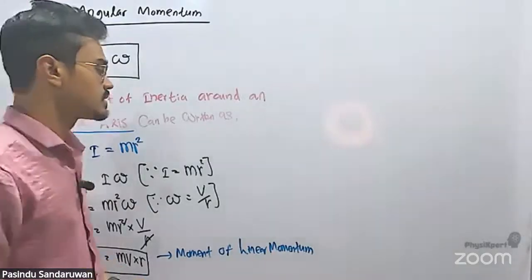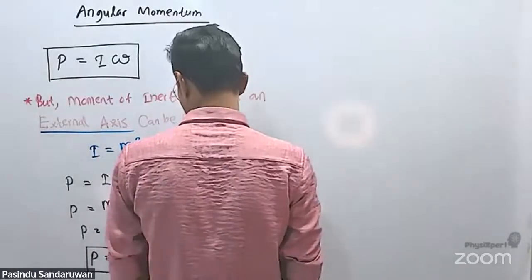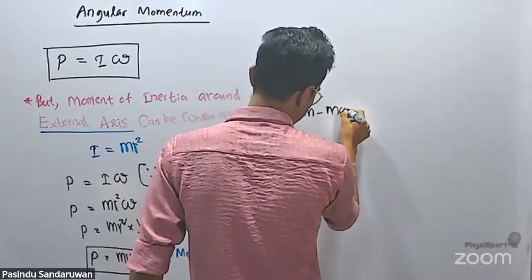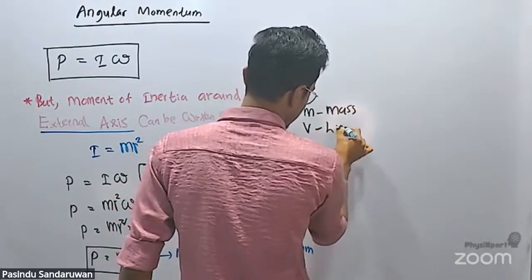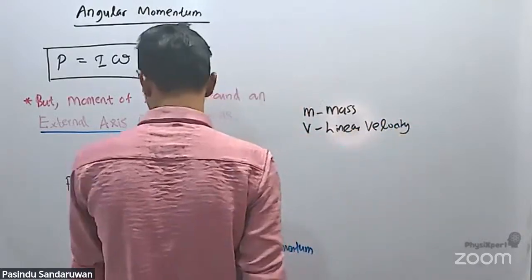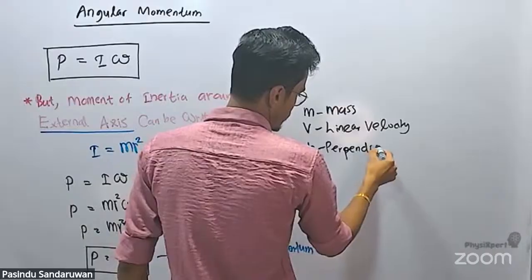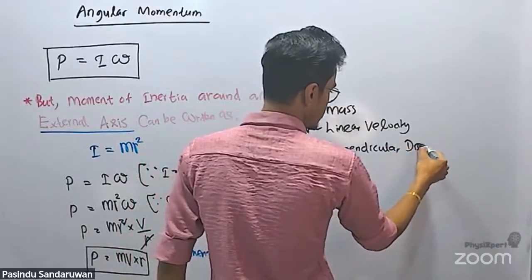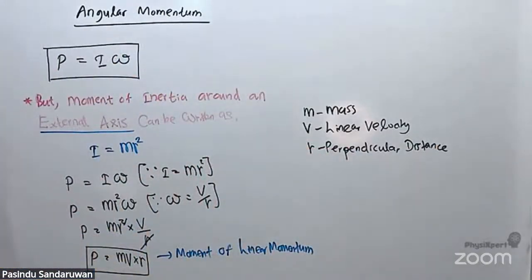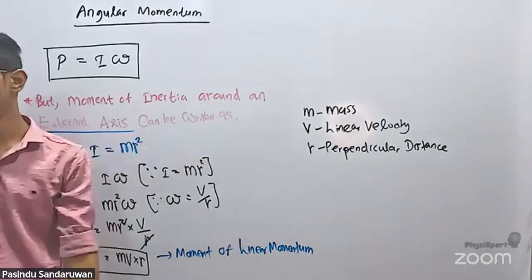Right. So after this, introduce these terms. Introduce them this way: m, mass; v, linear velocity; and r, perpendicular distance. R, perpendicular distance. Introduce terms: m mass, v linear velocity, r perpendicular distance.